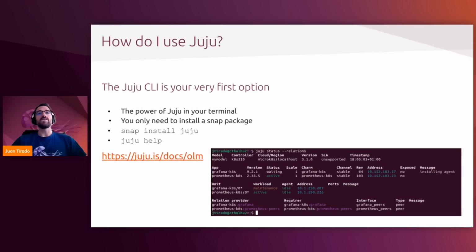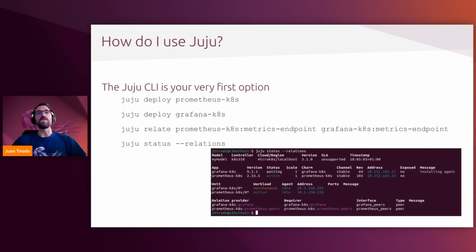Let me show you one of the really nice features of Juju, which is basically making things really easy. I'm pretty sure that many of you have already deployed Grafana and Prometheus at some point. You are probably familiar with all the complexity this involves and all the know-how and knowledge you need to install these solutions in, let's say, your Kubernetes environment. Hopefully, Juju is simplifying this quite a lot.